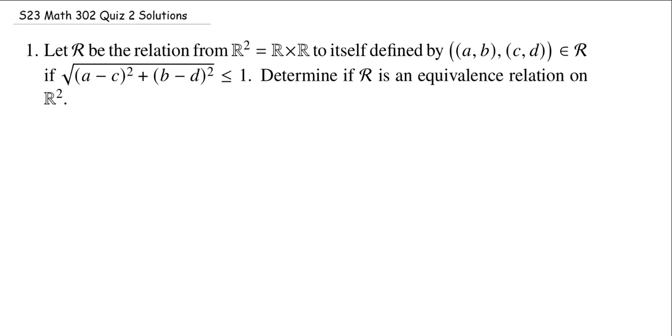Hello, everybody, and welcome to the solutions to Quiz 2. This is from the spring 2023 semester at Cal State Fullerton. This is Math 302, Modern Algebra, and this is our first problem. So let's jump into it.